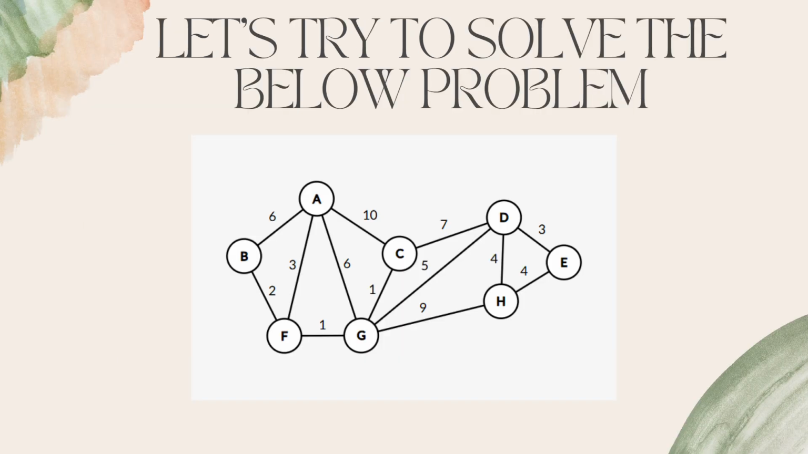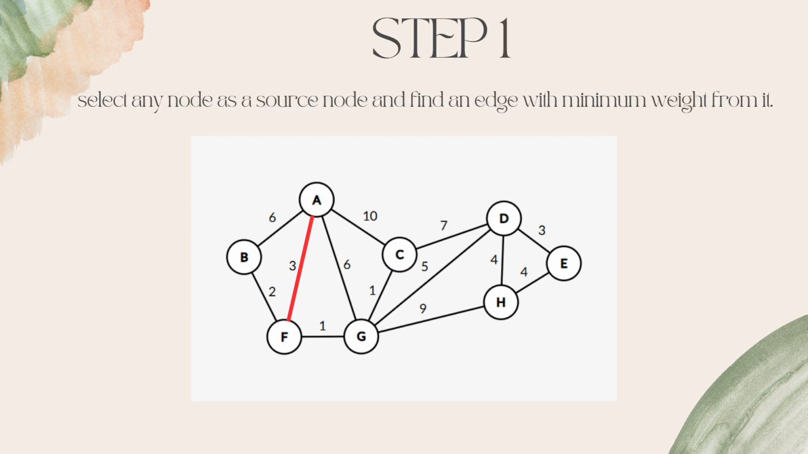So now let us try to solve this problem. This is an undirected weighted connected graph. The first step: in Prim's algorithm, we can start with any node, unlike Kruskal's algorithm where we start arranging edges by the minimum value of the edges. Here we just take any random node. Now I am choosing A.